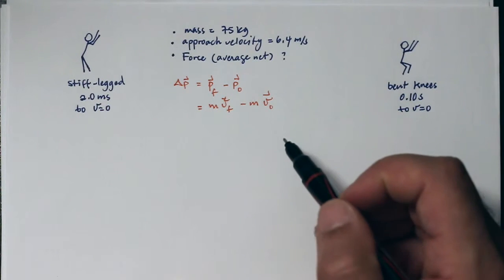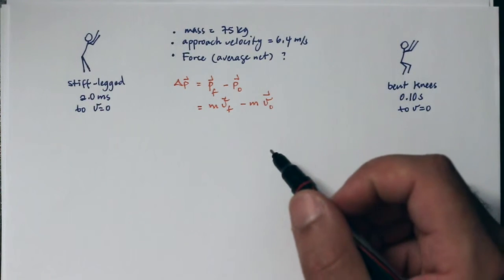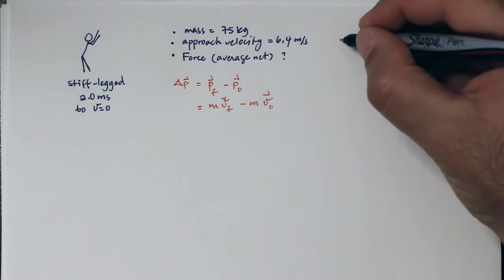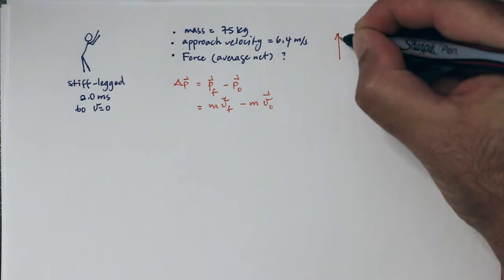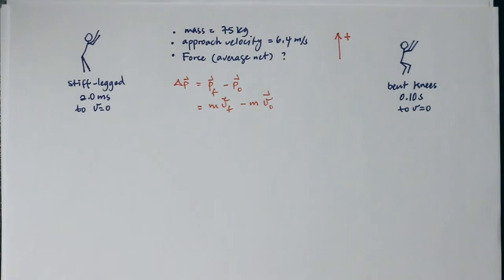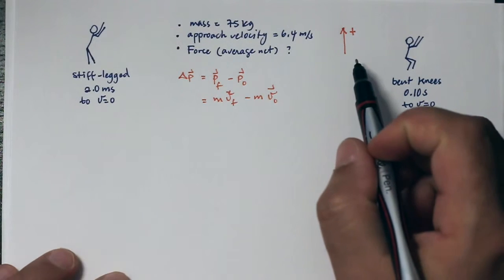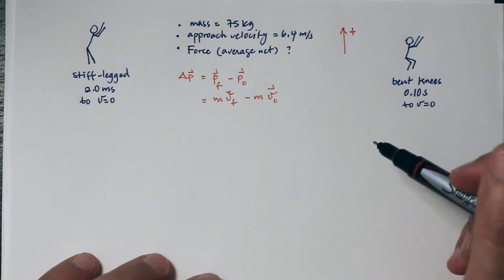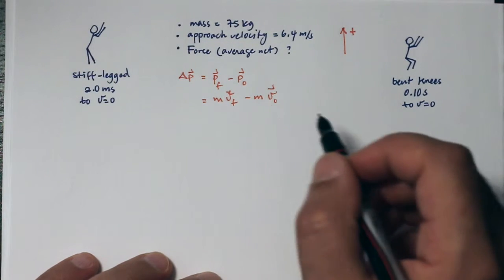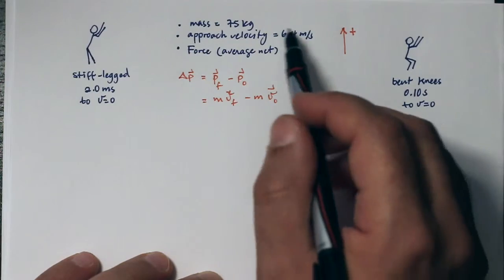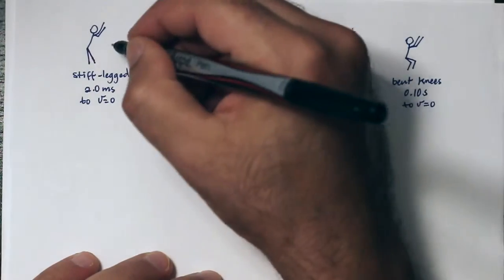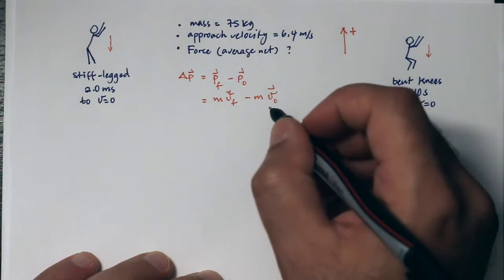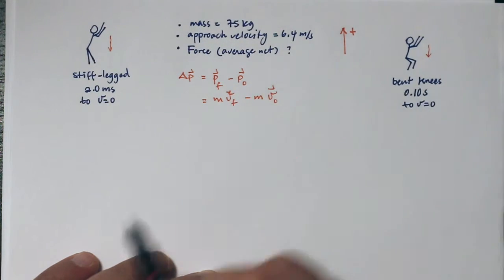The velocity is a vector, so I get to decide which direction I want to represent the positive and which direction I want to represent the negative. Maybe I'll just pick this one arbitrarily to represent the positive. So all vector quantities that are pointing up are going to be positive for me, and all vector quantities that are pointing down are going to be negative. In both cases, the initial velocity is 6.4 meters per second, and this person is falling. So because they're falling, that initial velocity is going to be minus 6.4.